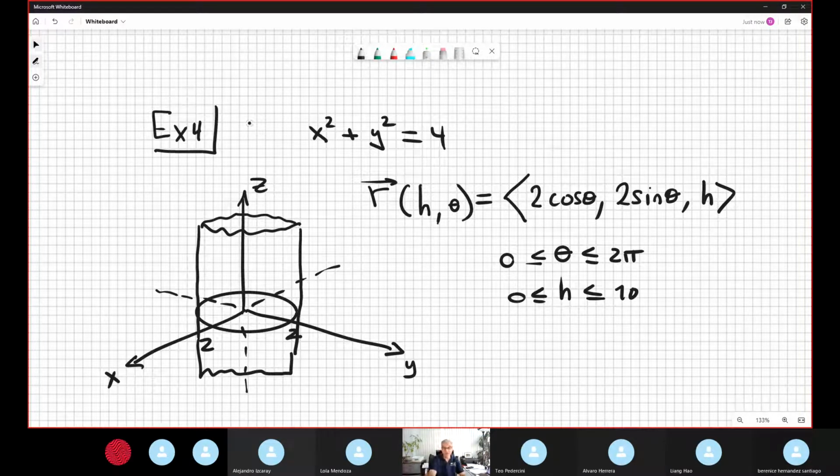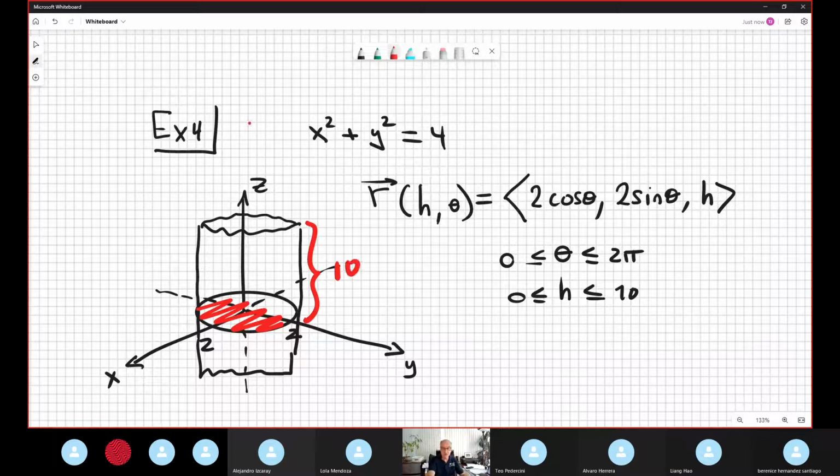Do you understand this idea? So we do not see the infinite cylinder. We see one portion of the cylinder, where h goes from 0 to 10. So that distance is 10.